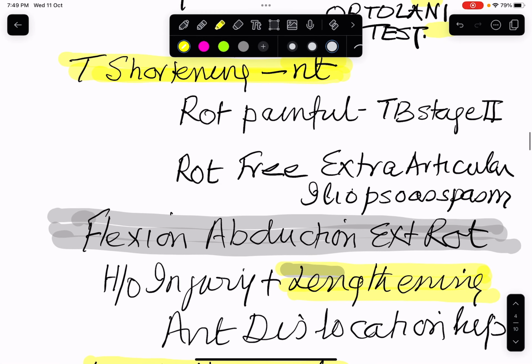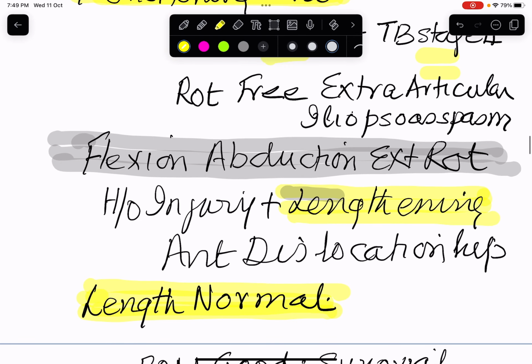Now, if there is a flexion, adduction, internal rotation deformity, and true shortening is absent, then you see whether the rotation is painful. If the rotation is painful, it is an intra-articular pathology. TB stage 2 is the common diagnosis. If rotation is free, it's an extra-articular pathology, and you have to look for ileopsoas spasm, like in appendicitis, amoebic typhlitis, filarial lymphadenitis, and all those conditions. So this finishes flexion, adduction, internal rotation deformity.